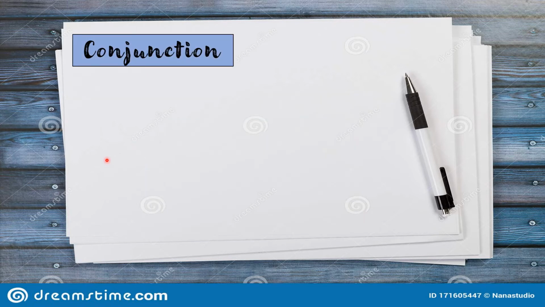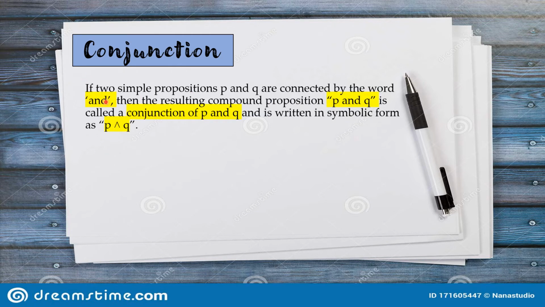Let us have first conjunction. If two simple propositions P and Q are connected by the word and, then the resulting compound proposition is now P and Q. And it is called a conjunction of P and Q, and it is written in symbolic form as P and Q.